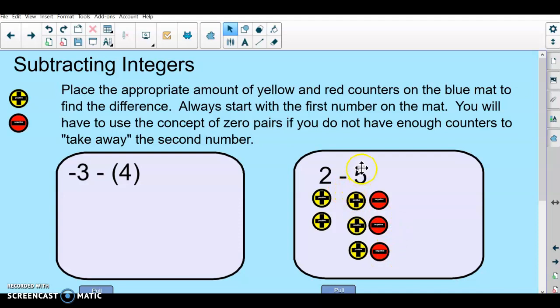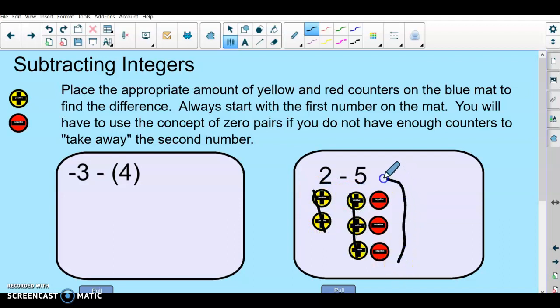Now I need to take away 5. Well, taking away 5 is 5 positives. So I'm just going to use my marker and I'm going to take away 5 positives. What does that leave me with? That leaves me with 3 negatives. And the answer is then -3. Okay?